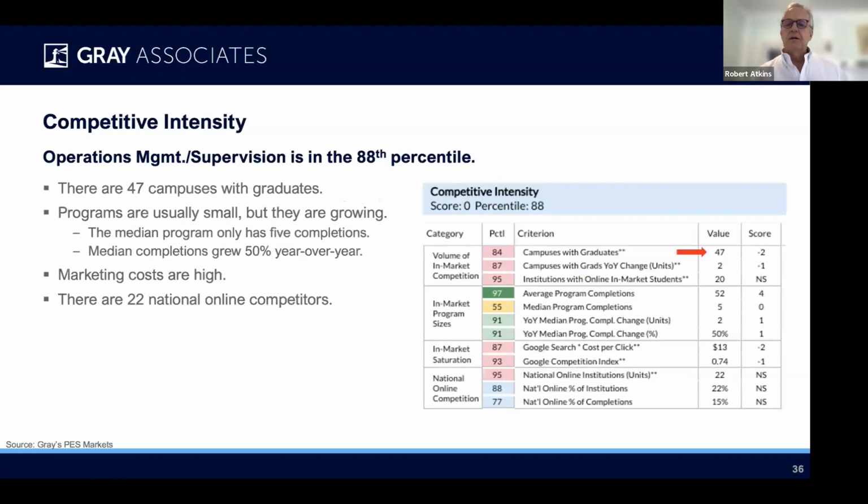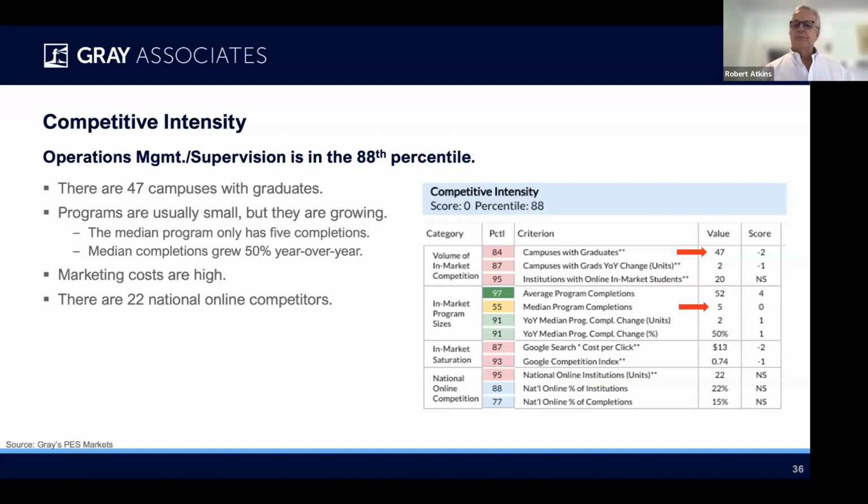A couple of points here. In the competitive sphere, you can see how many campuses are out there. I don't think that's a huge issue. I've seen numbers much higher than this, and they can be a good market or a bad market. The number of competitors isn't really the issue. Where I worry is when I see small programs, and this is a small program. Median program completions is only 5.